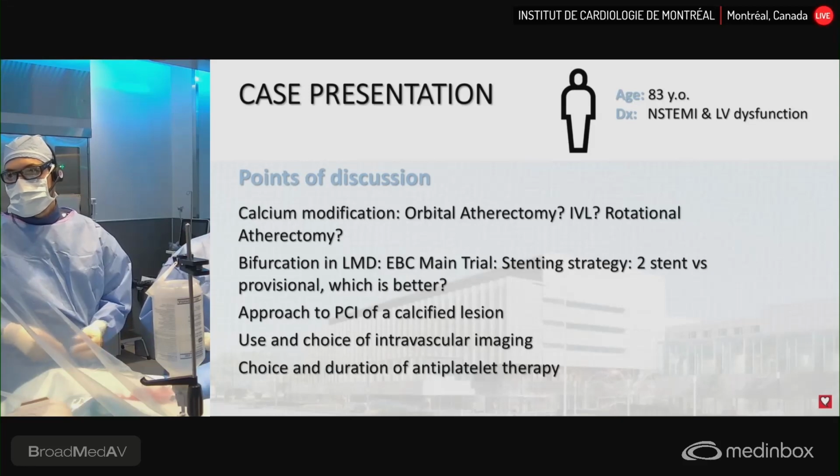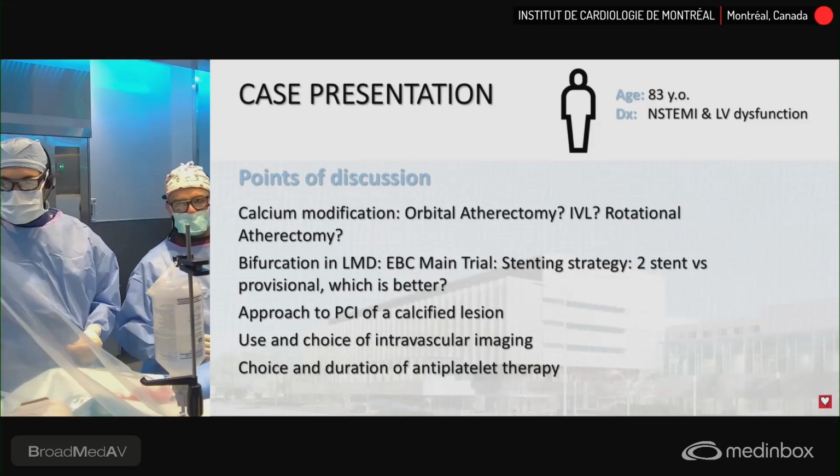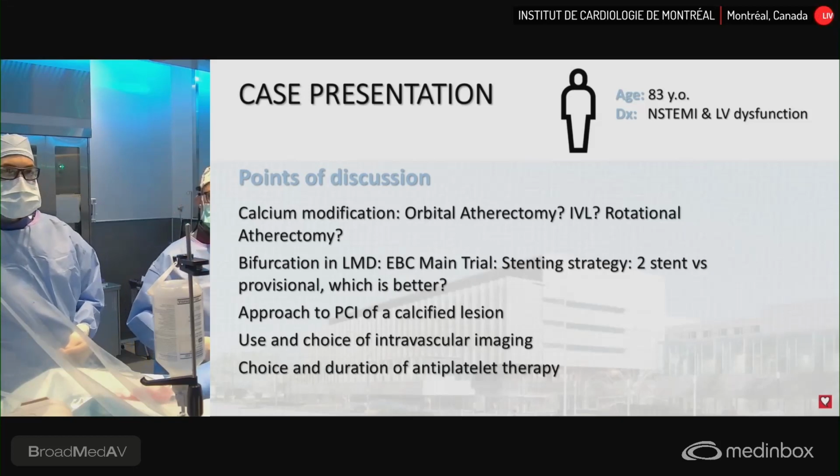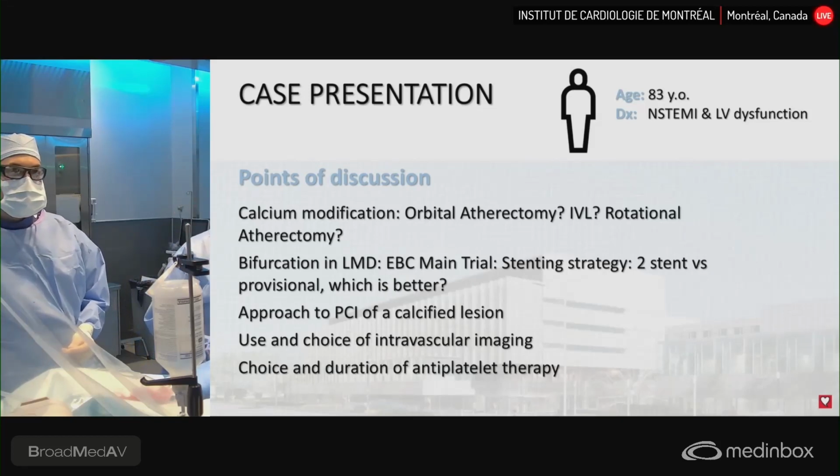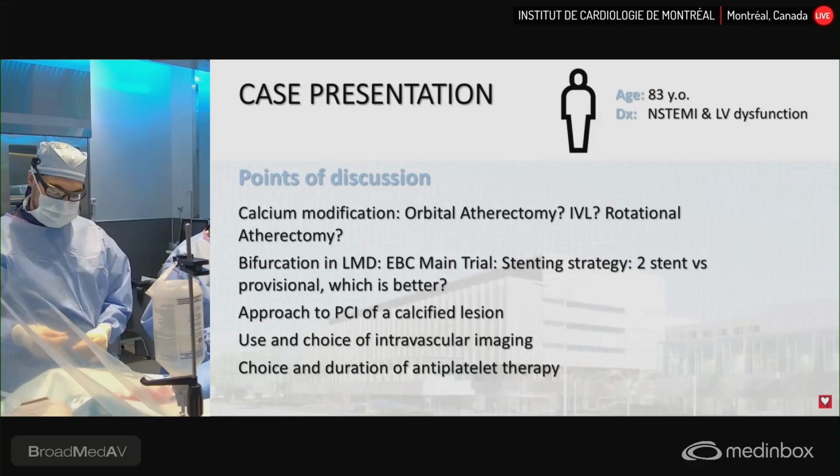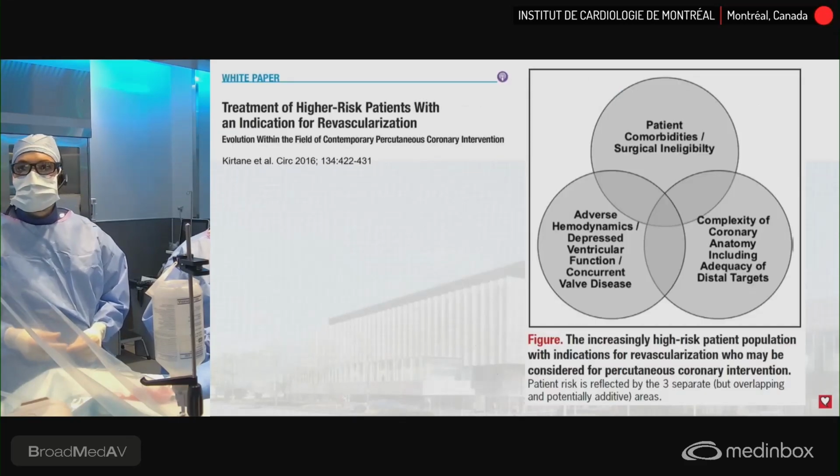So I think in this case, really the 2 options are either IVL or orbital atherectomy. And we will prefer orbital atherectomy if we don't have eccentric calcium, if we have circumferential 270 degrees or very long lesions, at least 15 millimeters of calcified plaque. Next slide.